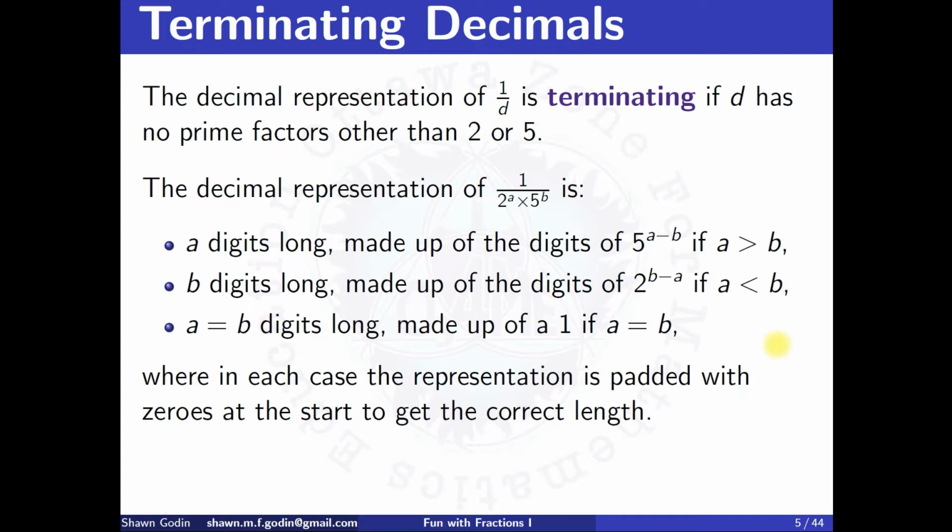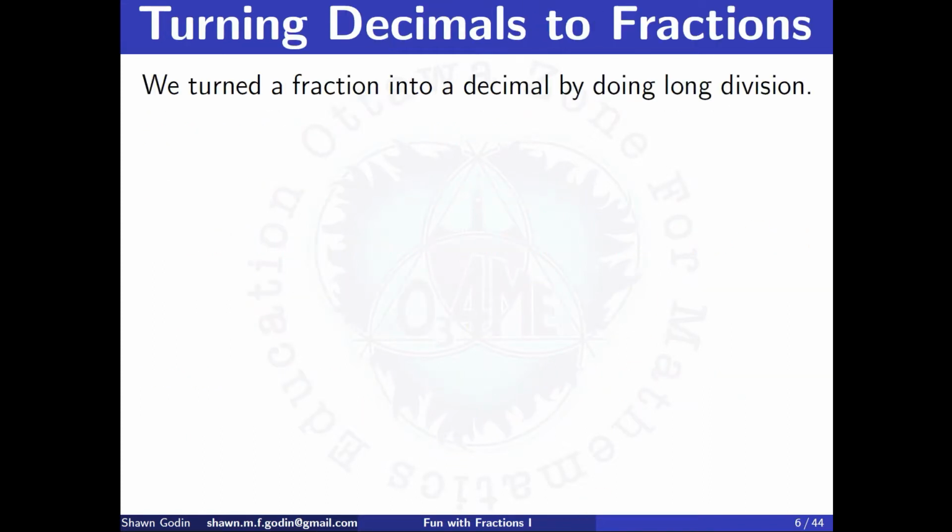In part 1, we started with fractions and looked at the patterns in the decimal representations. In this part, we're going to do that in reverse. We're going to start with the decimal representation, how to turn that into a fraction, and look for patterns there. So we've got to think about how to turn decimals into fractions.